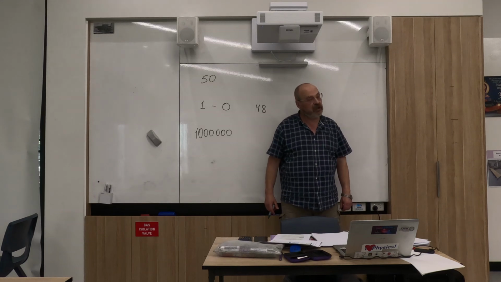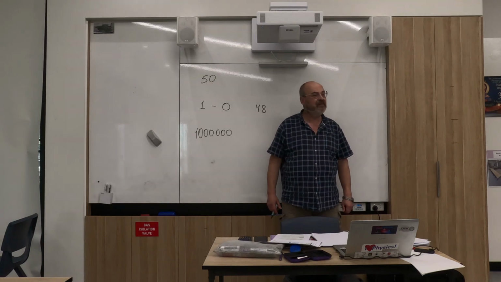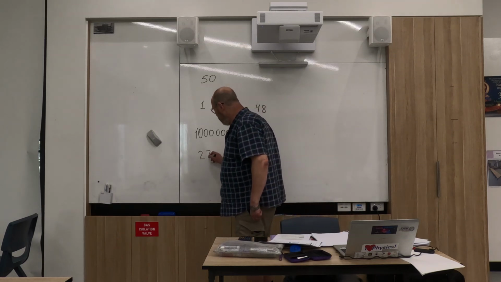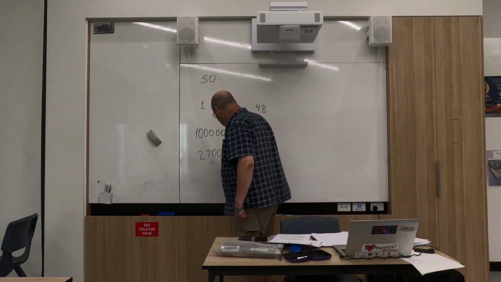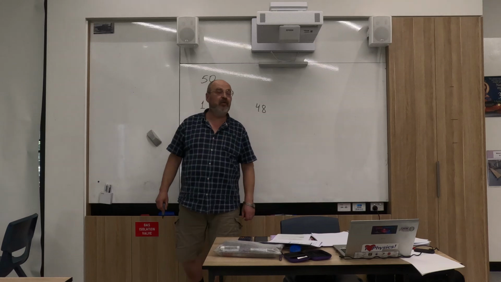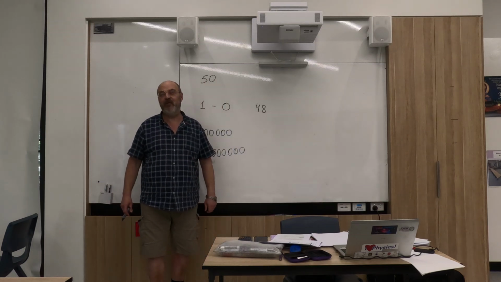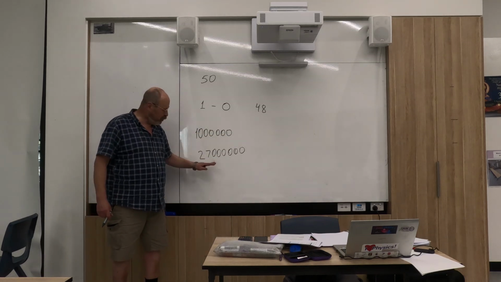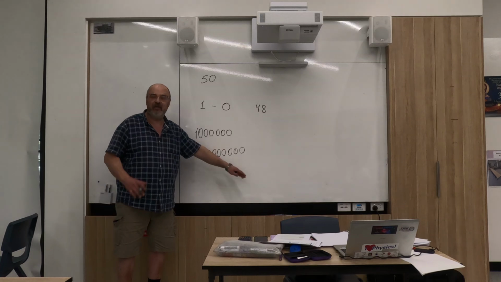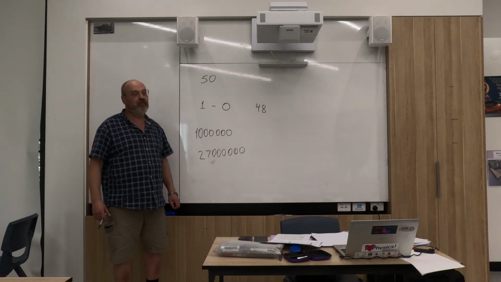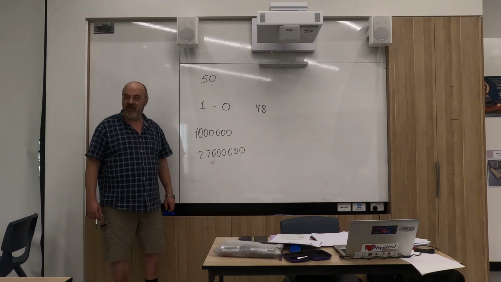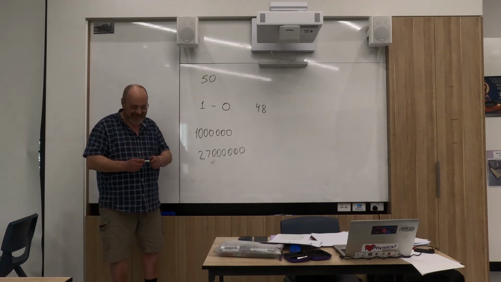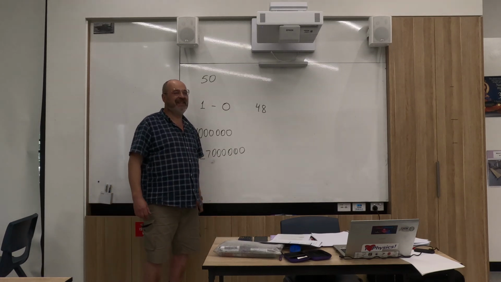Now, the question is, how many people live in Australia? About 27 million. That means that there are at least 2 people with the same number of hairs in Australia. Because we have 1 million hairs, we have 27 million people. If we try to put them in the holes, there will be at least 2 people with exactly the same number of hairs, especially the bald people. Yes, that's included.